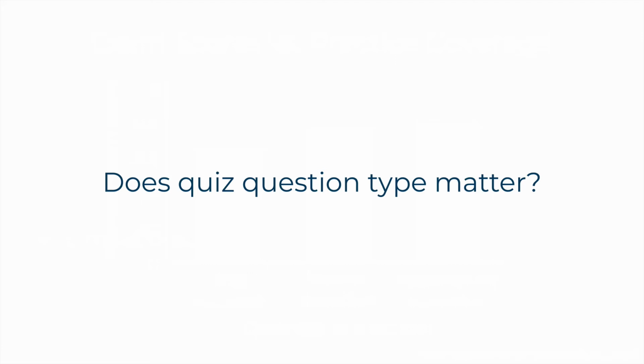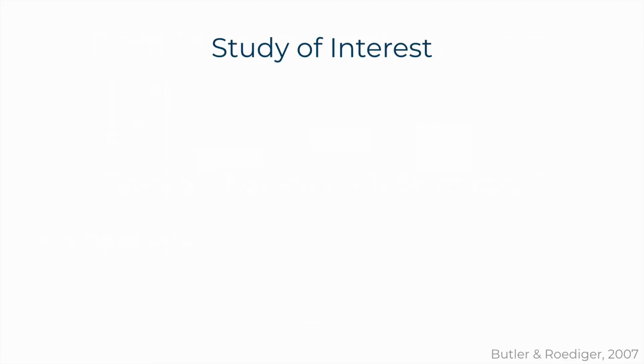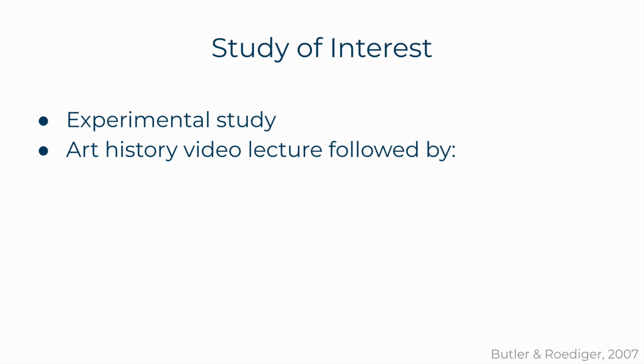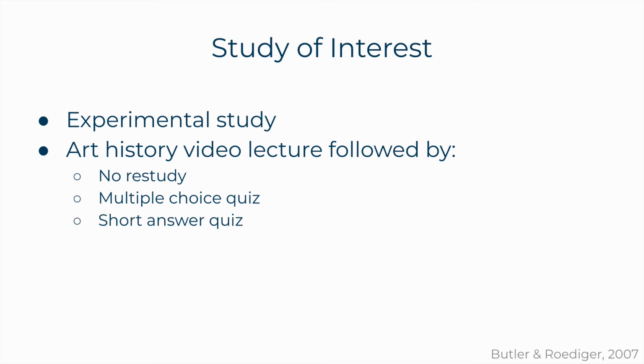And for this, we're going to look at a different study. This is an experimental study, which means that participants were randomized into different conditions for the purposes of the study. And what they did is they watched an art history video lecture, and this was followed by a few different interventions. In one case, they had no opportunity to restudy the material. In another case, they answered multiple choice quiz questions about the material immediately after watching the video. And in the third case, they answered short answer quiz questions right after watching the video.